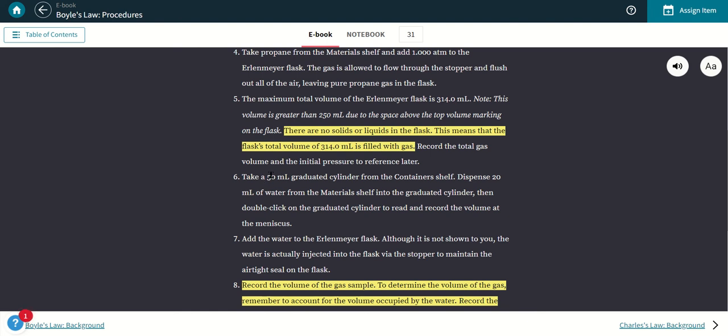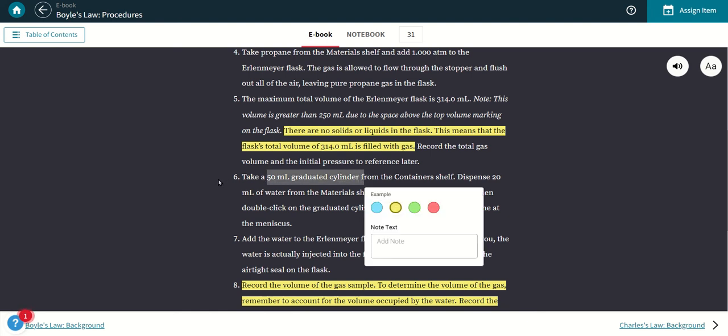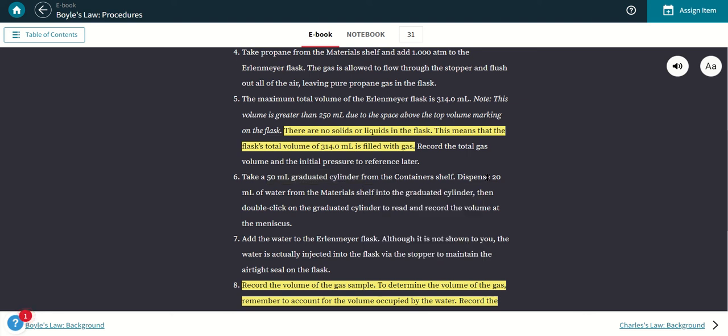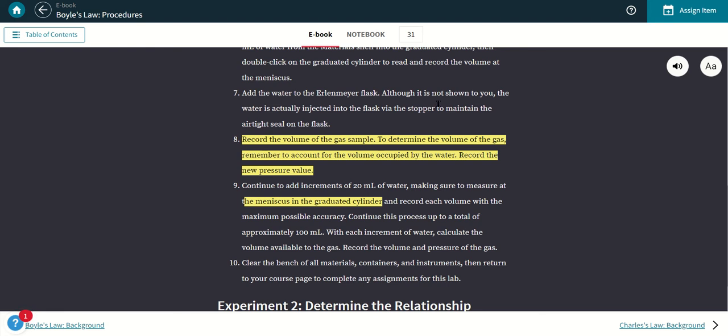From there, you'll also be using a graduated cylinder once you get your Erlenmeyer flask set up, and I'm going to show you how to do that. And then you are going to be adding in increments of water. Notice that as you add in increments of water, you are slowly decreasing the volume of the gas, right? Because you're taking up that volume and replacing it with water, which is not a gas. And you keep on adding water, you keep measuring pressure. It tells you to record the new pressure value. Continue to add in increments of 20, and make sure to read the meniscus.